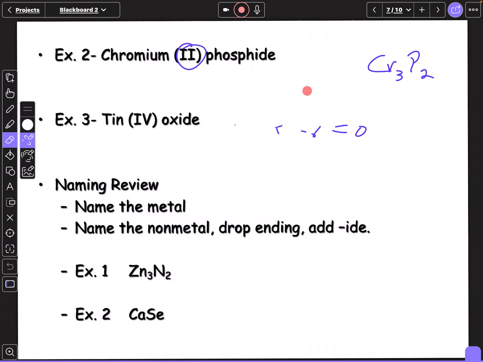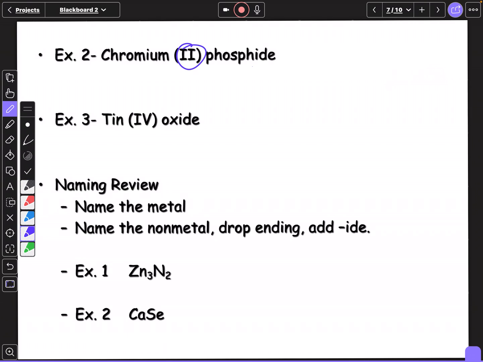Or I could do it the other way. Cr is a +2. Phosphorus is a -3. I'll cross these. I'll mark out the positive and minus. I don't need those. Bring that there. That there. It becomes Cr3P2.